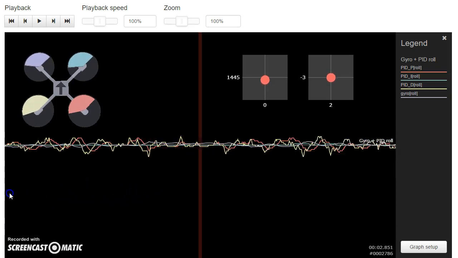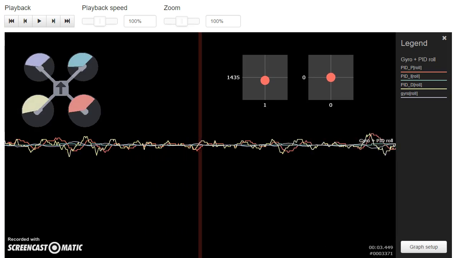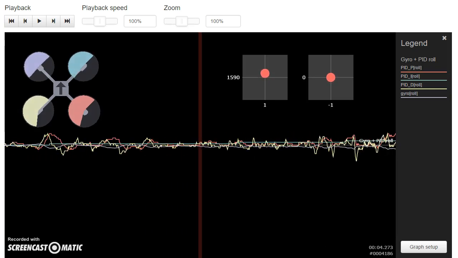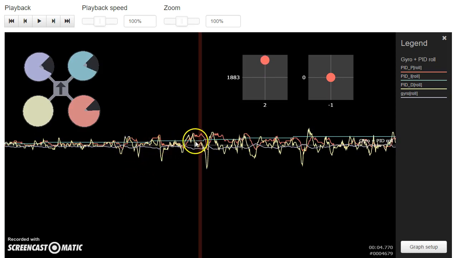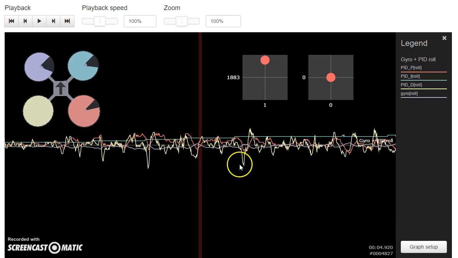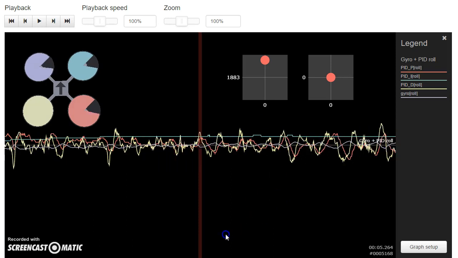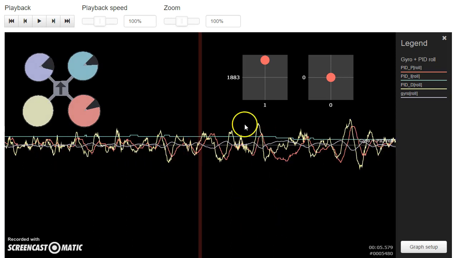Your P term is not super active on roll. My first thought would be that I would raise P gain. Let's see what happens as your throttle goes up. Your throttle goes up. You're pretty well behaved. The D term is jumping around a little. I might knock D down just a smidge.